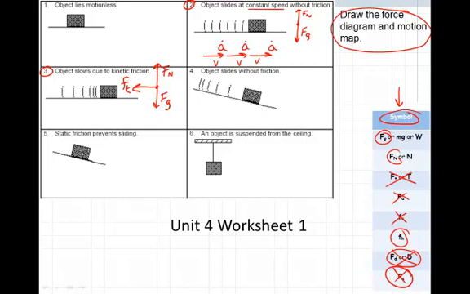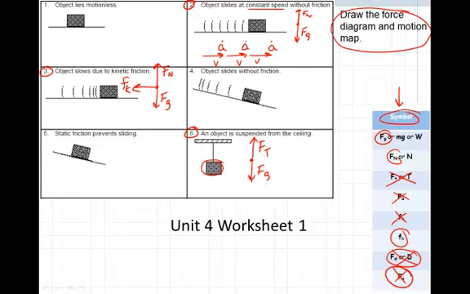Now, let's look at number 6. In number 6, we go down our list. Is there a force due to gravity? Yes, there is. Is there a normal force? No, because this is our object, and it's not experiencing the force from a surface, so there is no normal force. It's being held by a string, so there's definitely tension, and that tension is pulling it upward.